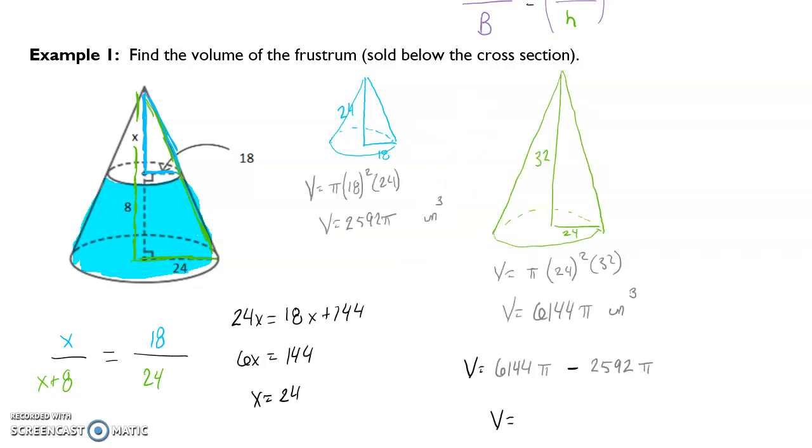So our volume for the smaller cone is 2,592 pi units cubed. The volume for the larger cone is 6,144 pi units cubed. When I subtract, I get a total volume for the frustum of 3,552 pi units cubed. And again, if pi is the only thing I would be rounding, I don't want to round it. I want that as an exact answer with pi in my units. We're going to see an example in a minute where we don't have a choice but to round, and in that case, rounding by multiplying by pi is also acceptable.